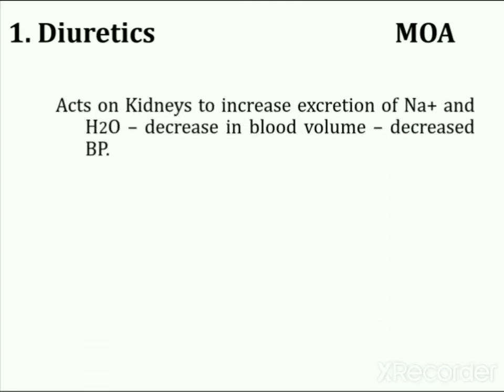Diuretics generally act on kidneys to increase excretion of sodium and water. Thus they decrease blood volume and cause decreased blood pressure. This is generally accomplished by altering how the kidneys handle sodium. If the kidney excretes more sodium, then water excretion will also increase. Most diuretics produce diuresis by inhibiting the reabsorption of sodium at different segments of the renal tubular system.